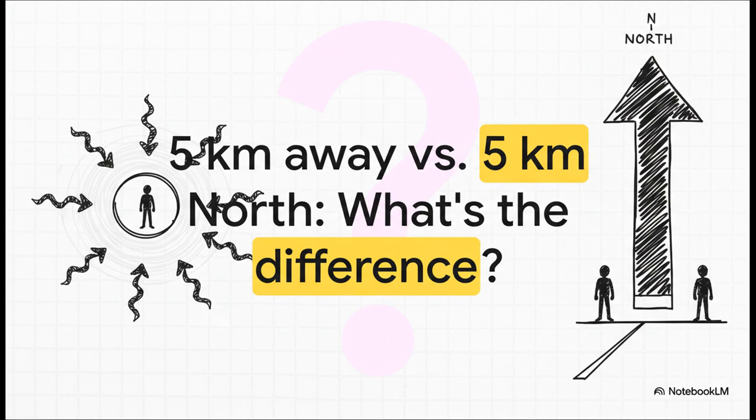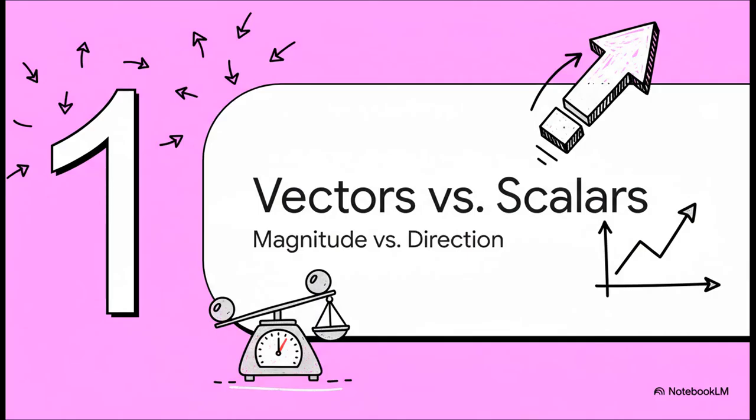If I tell you the store is 5 kilometers away, well, that's nice, but it's not super helpful, right? You could walk 5 kilometers in a circle and never find it. But if I say the store is 5 kilometers north, now you've got everything you need. You've got the distance, and you have the direction. You know exactly where you're going. And that one crucial little difference, that little piece of information about direction, is exactly what separates two really fundamental types of quantities in the world of physics and math, scalars and vectors.